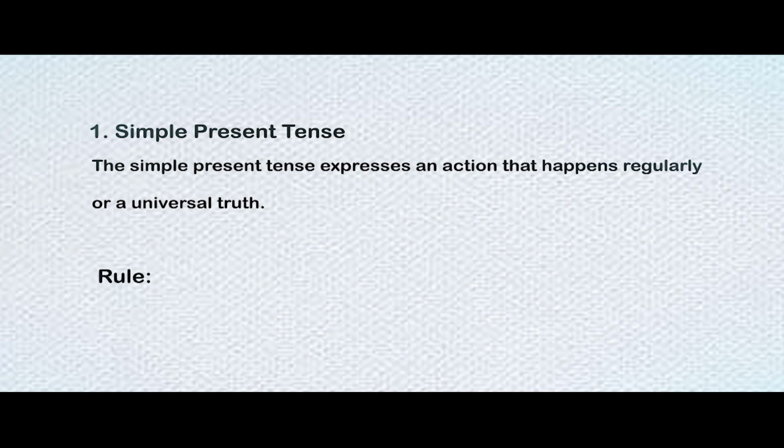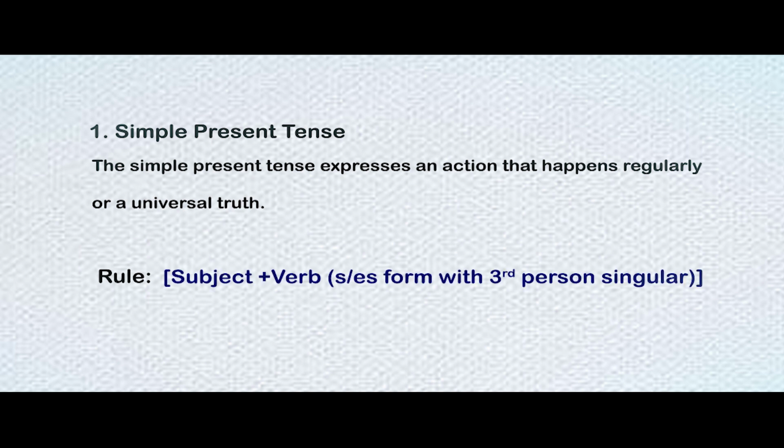Now to use simple present, we have the rule here, that is subject plus verb. But when the subject of a sentence is in third person singular, you use the s or es form of the verb. Now let us look at some examples. Students learn through BBS every day. Students here is the subject plus learn is the verb in this sentence. So as per the rule, we have subject plus verb. Students learn through BBS every day, and this is a habitual action.